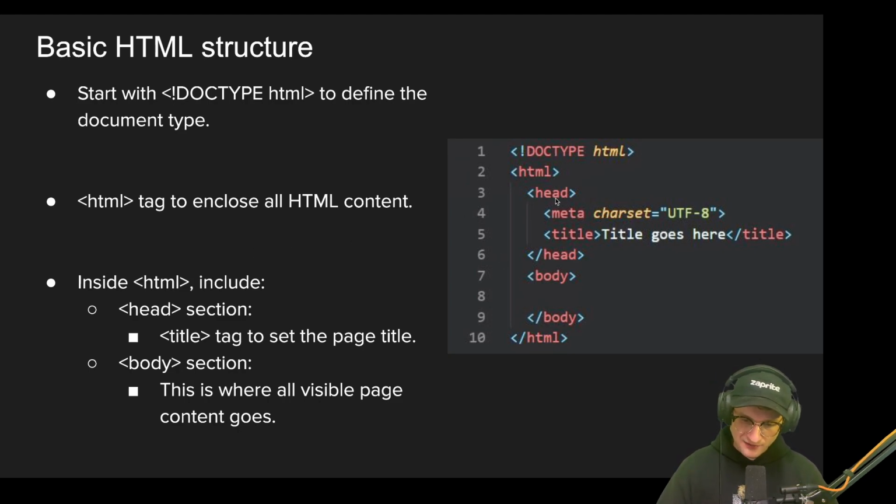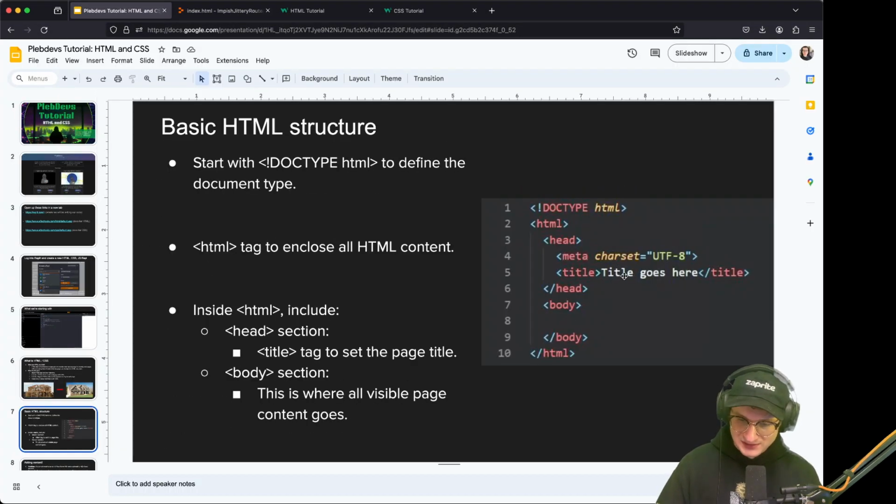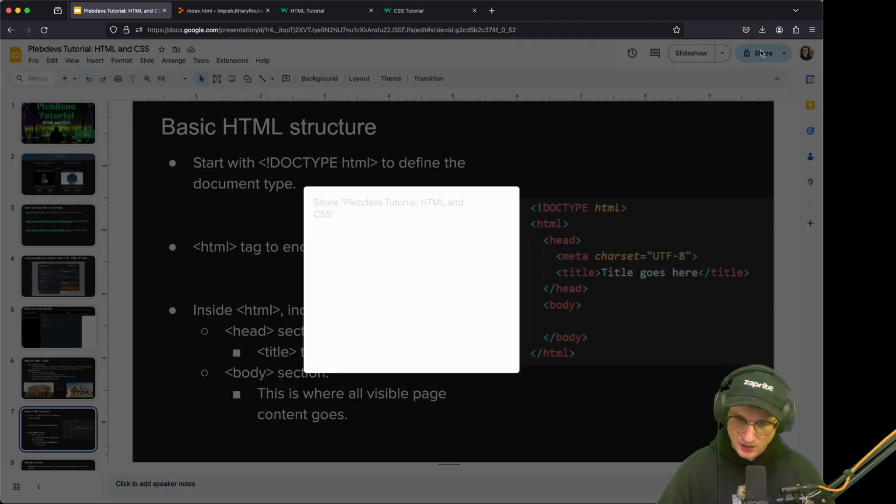Going down, we have the head, and the head of our HTML is important. It's actually where we store the metadata. So anything that we put inside of the head, it doesn't necessarily render to the screen, but it's more of like the title that will show up in the tab. Like for example, where it says title goes here. That's like these titles I have up at the top of my tabs right here. So it's not anything that'll actually render on the page. It's more of just metadata around it.